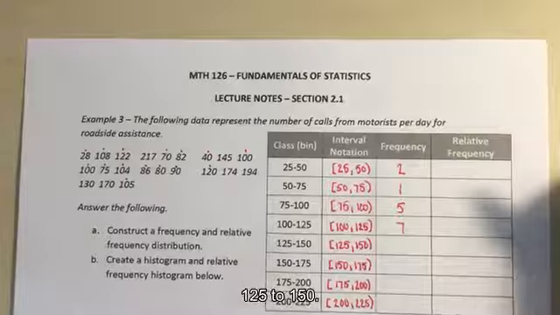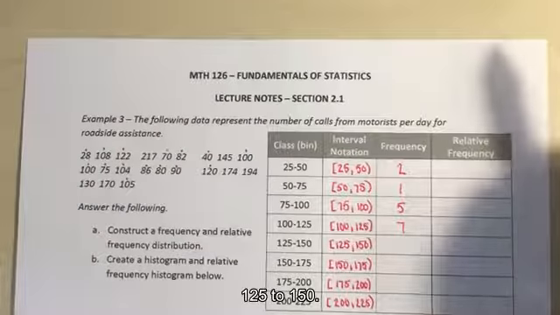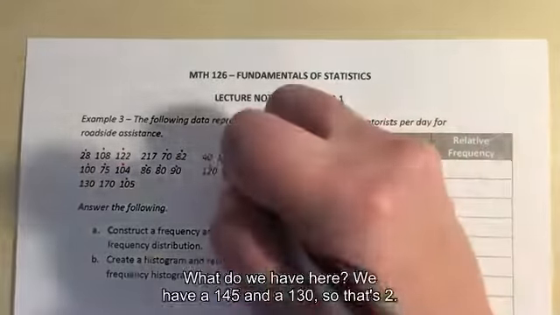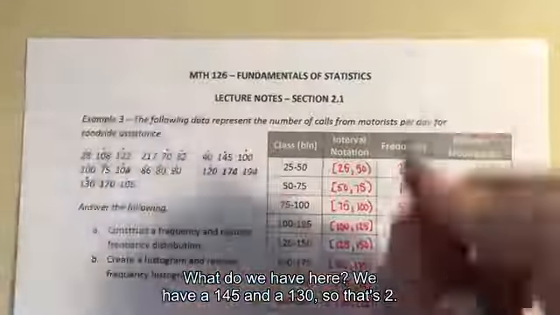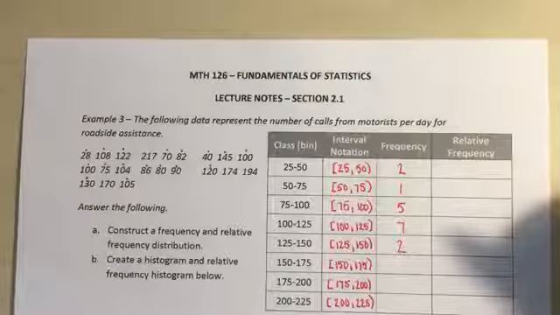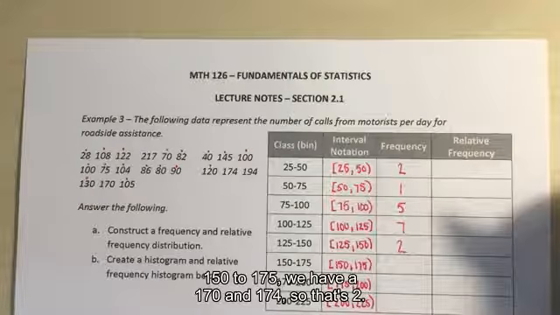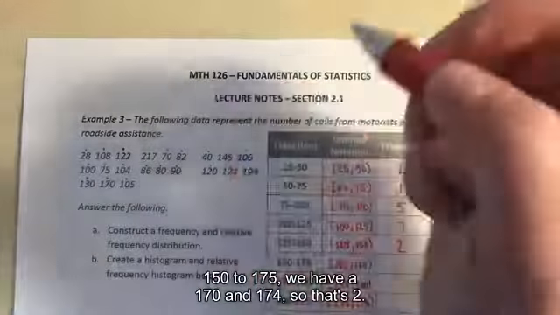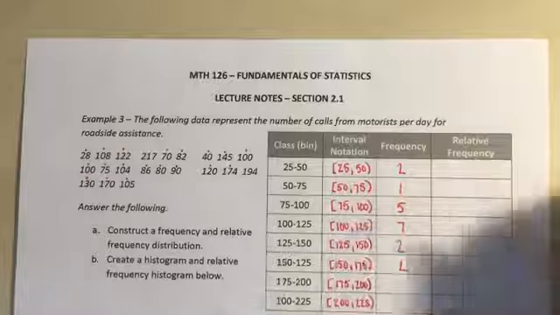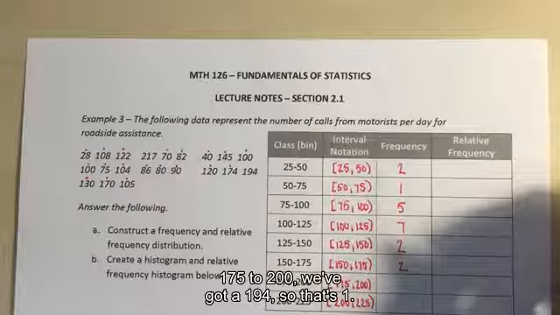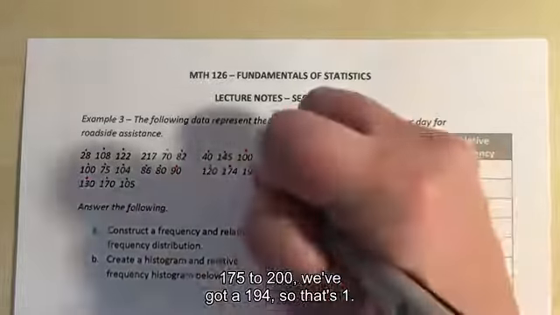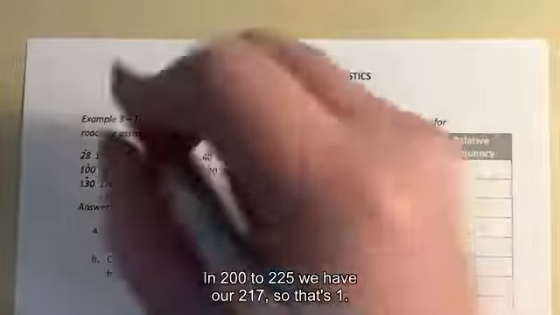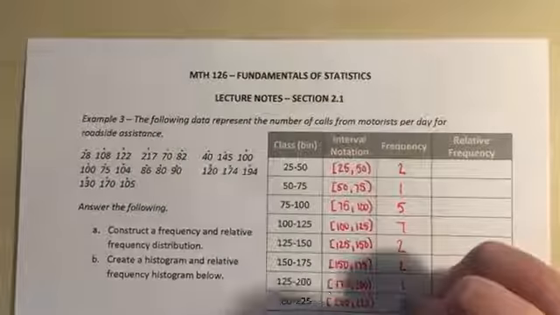All right, 125 to 150. What do we have here? We have a 145 and a 130, so that's 2. 150 to 175, we have a 170 and 174, so that's 2. 175 to 200, we've got a 194, so that's 1. And 200 to 225, we have our 217, so that's 1.